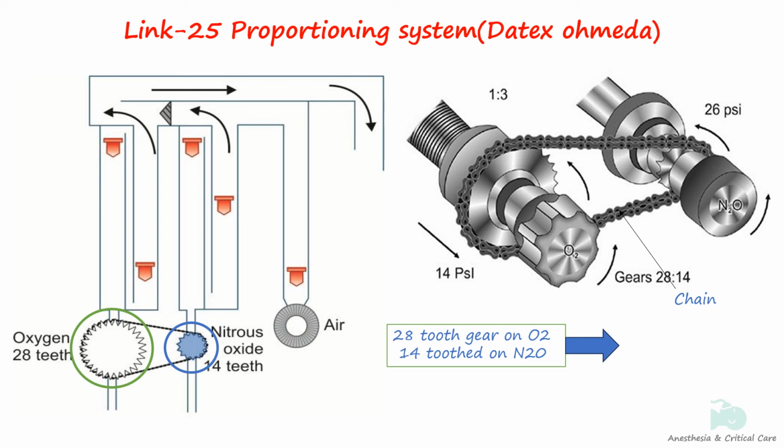This design allows independent adjustment of each knob while ensuring a minimum oxygen to nitrous oxide ratio of 1:3. If the nitrous oxide flow exceeds 75%, the oxygen knob automatically adjusts to increase oxygen flow, maintaining a 25% oxygen concentration. Similarly, a significant decrease in oxygen flow results in a proportional reduction in nitrous oxide flow.